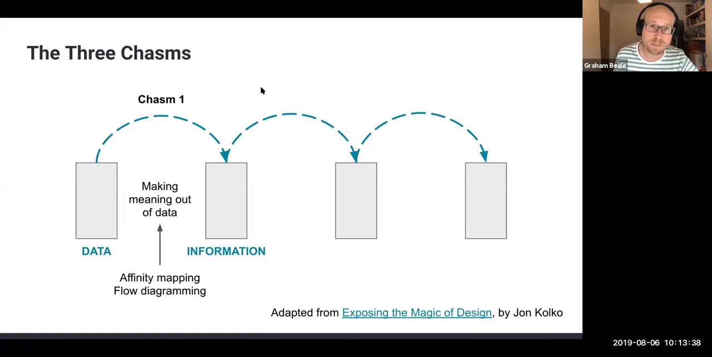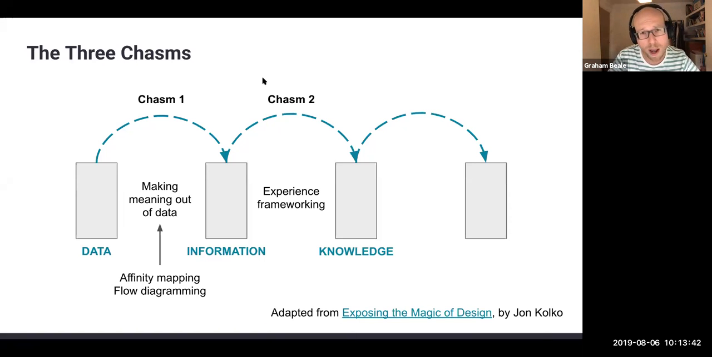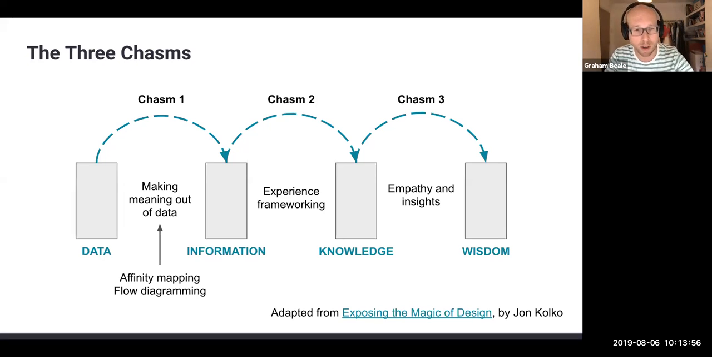And then chasm 2 is where you start to figure out where it maps into the experience and what the outcome is for the user. And chasm 3 is where you really start to pin down the empathy and the insights around the information you've got. So you're drawing out the wisdom around all this information you've collected, you've drawn the links, and you understand the empathy behind the problem.